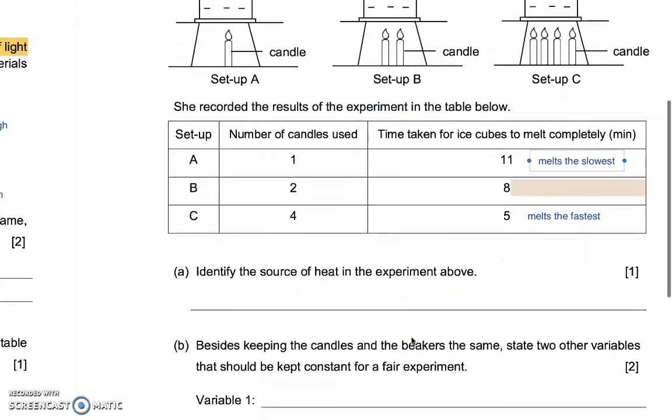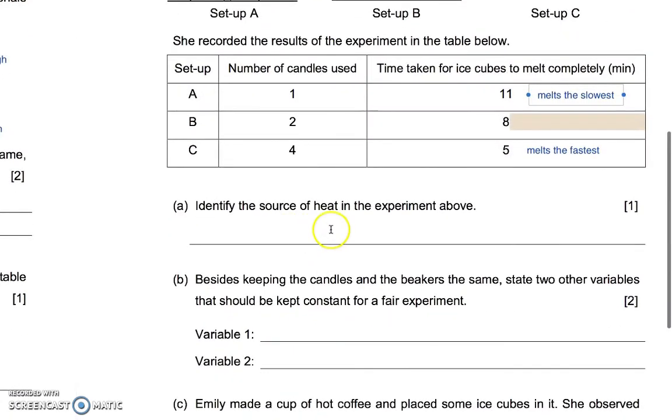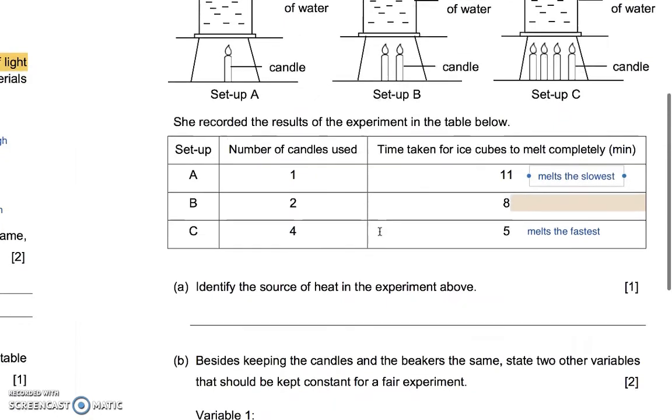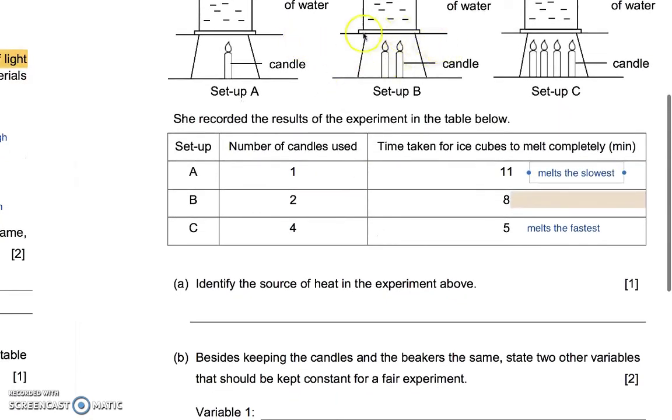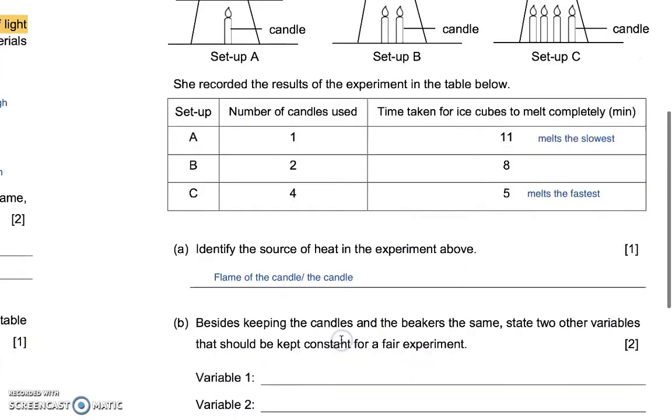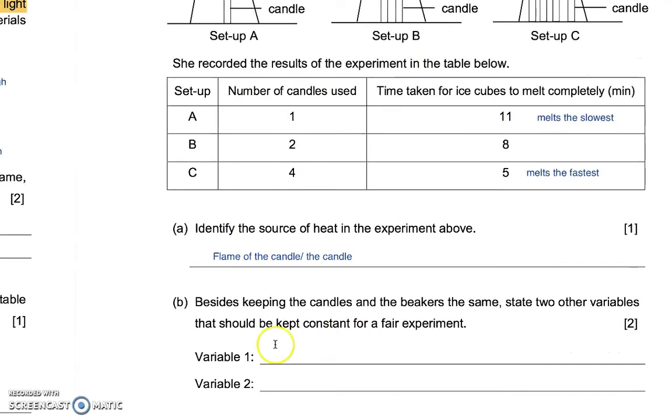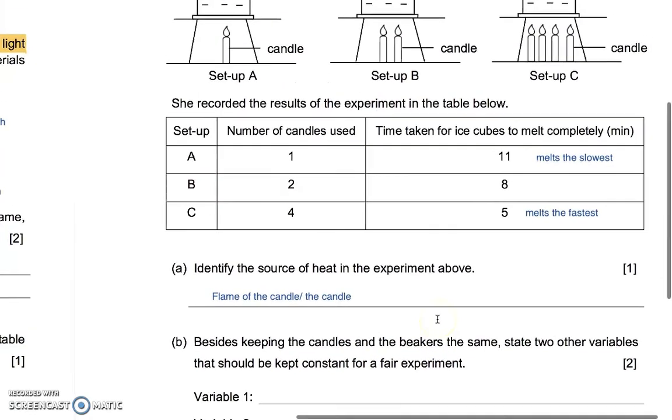Okay, so the first one, identify the source of heat in the above experiment. So the source of heat is actually the flame of the candle. Or even if you write the candle, it's fine. Alright, next, they ask, besides keeping the candle and the beakers the same, state 2 other variables that should be kept constant for a fair test.